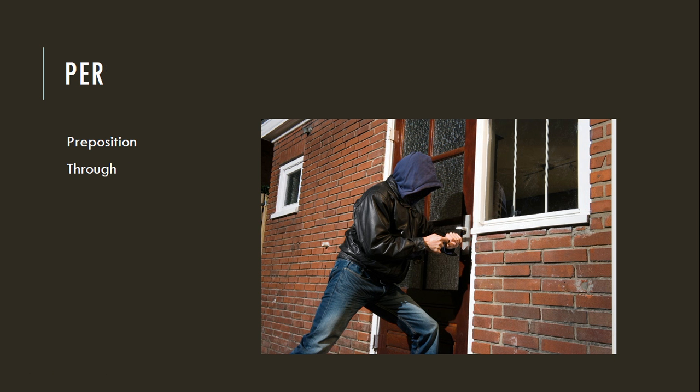Our next word is per. It's a preposition. And remember, prepositions are those words that describe the relationship between two nouns, space-wise. So this one means through. So the fur per ianuam intrat. The thief enters through the door.